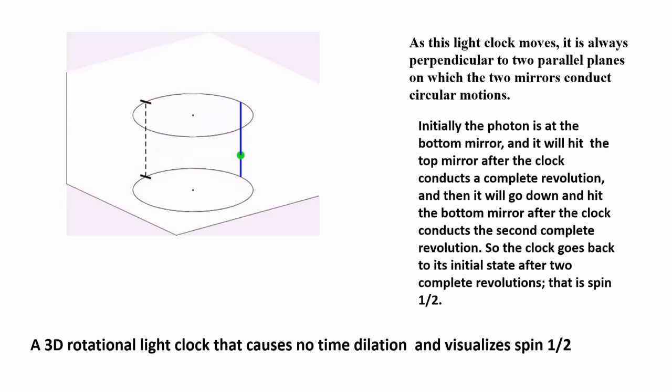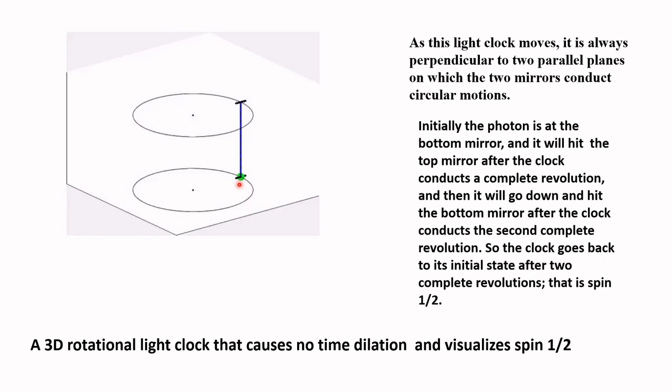Here we show a three-dimensional rotational light clock and call it no time dilation and visualized spin half. As this light clock moves, it is always perpendicular to two parallel planes on which the two mirrors conduct circular motions.